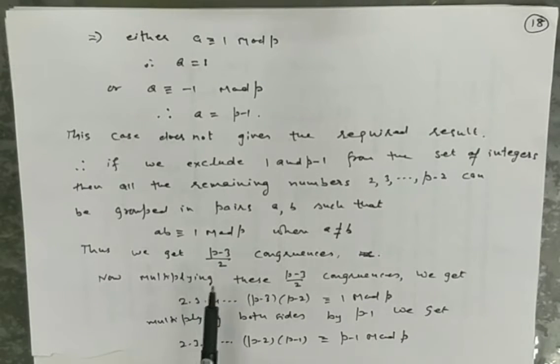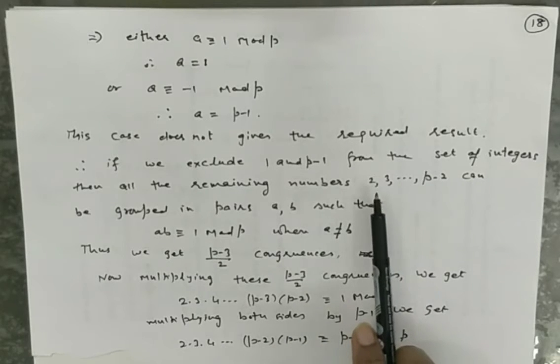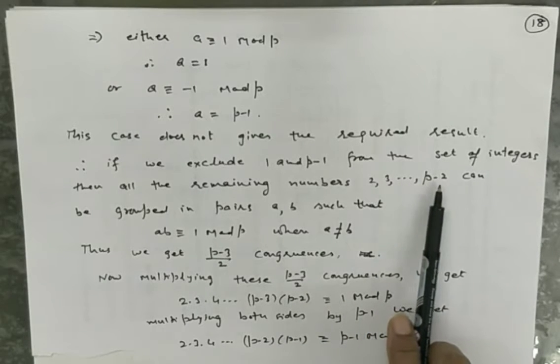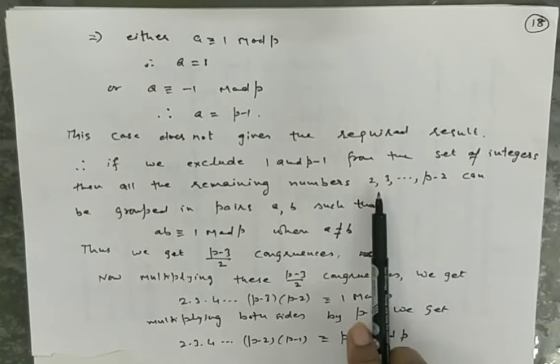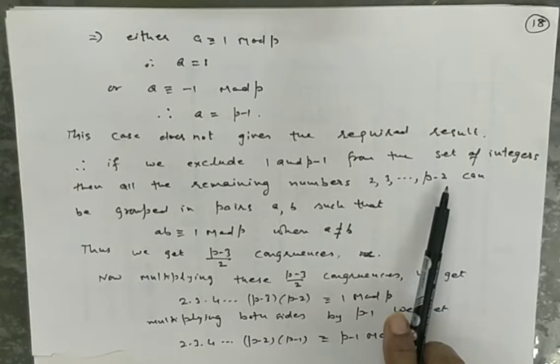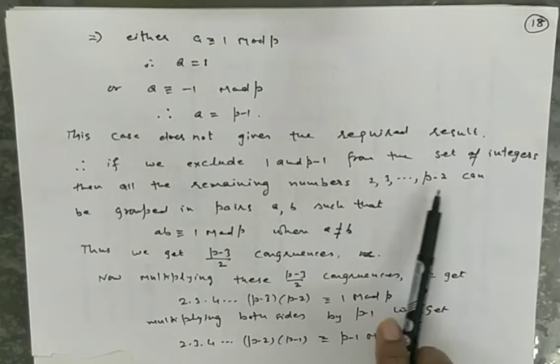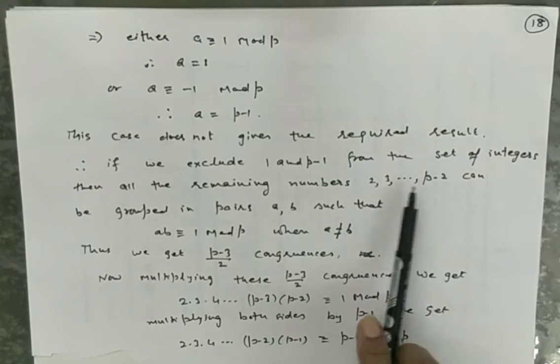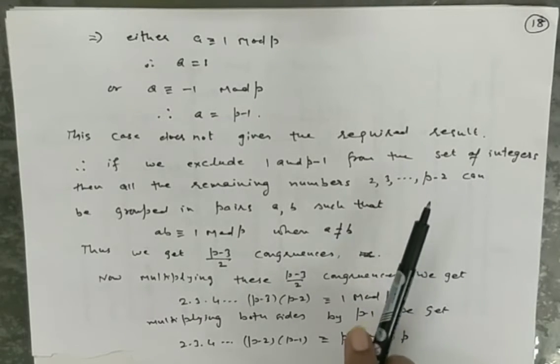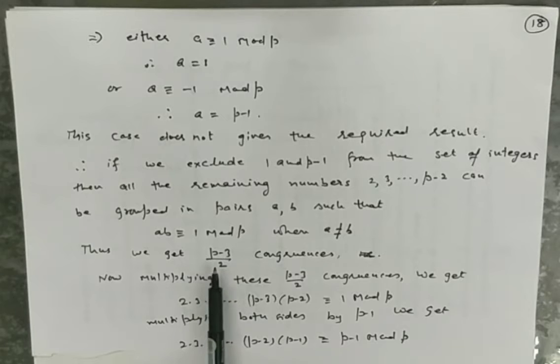Thus, we get (P minus 3)/2 congruences. Why are there (P minus 3)/2 congruences? Because we have the numbers 2, 3 up to P minus 2. These are the P minus 3 numbers. When we pair these, we will get half of them as congruences. So we get (P minus 3)/2 congruences.